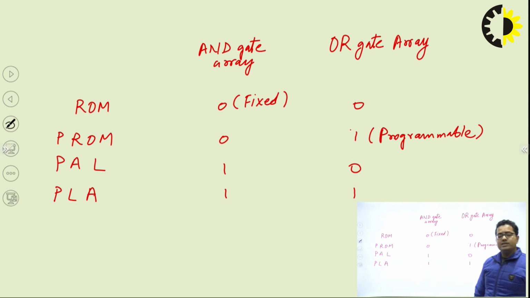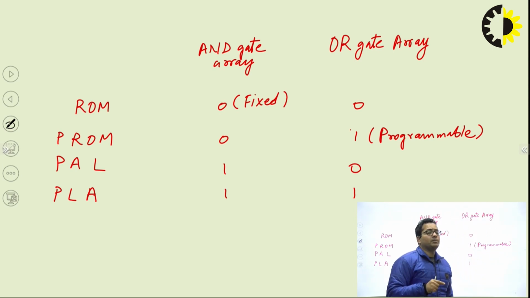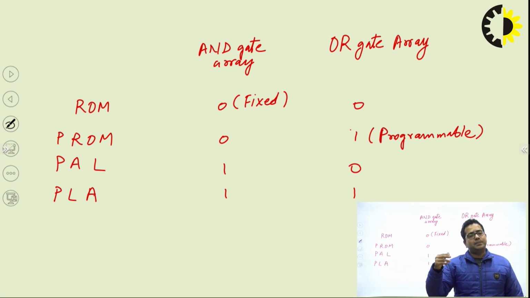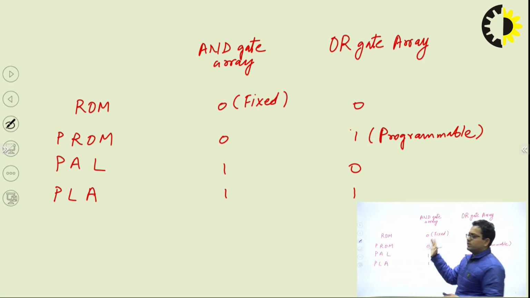So that means that both AND and OR gate are programmable. That is the trick you can adopt in order to remember whether we have to make the AND gate programmable or the OR gate programmable in PLA, PAL and PROM or a ROM. So this is a trick one can remember.